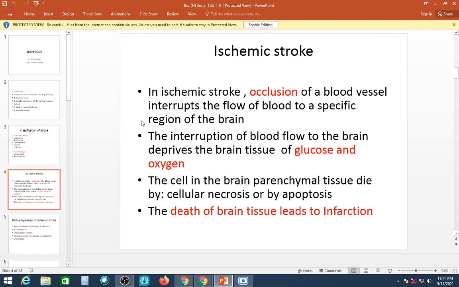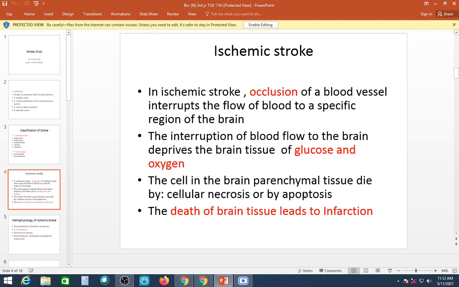Because the blood supply is not going and the artery is blocked, what will happen? The brain will not get its nutrition. What nutrition will it not get? Glucose and oxygen, which is carried by the blood, and the blood is blocked. Because the brain is not getting its nutrition of glucose and oxygen, what will happen to the brain cells? The brain cells will die. How do they die? They die by cellular necrosis or apoptosis.